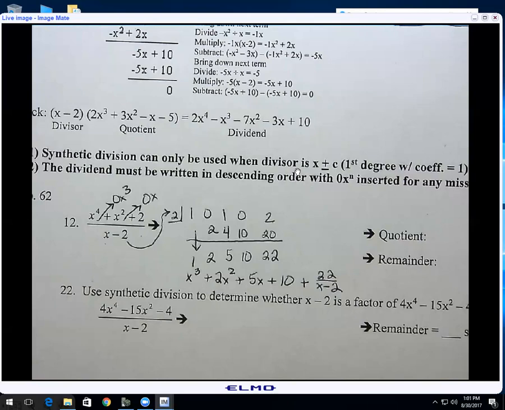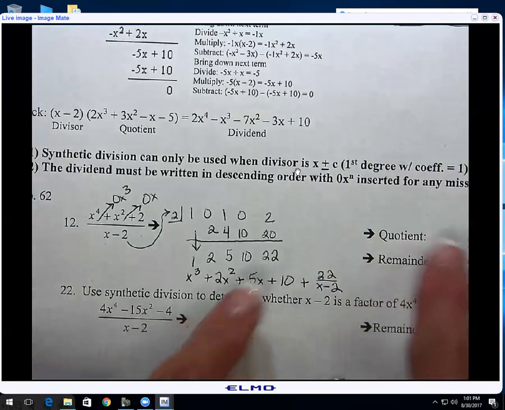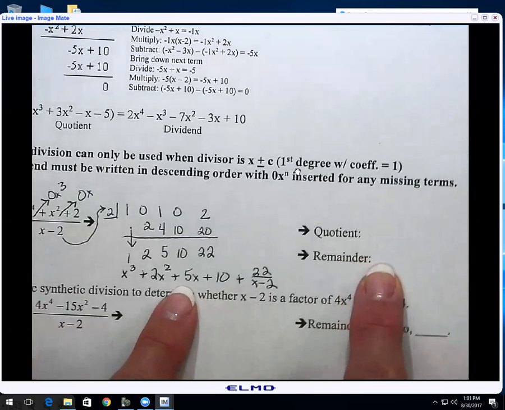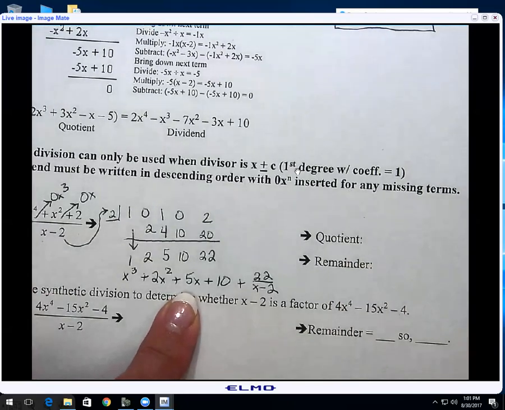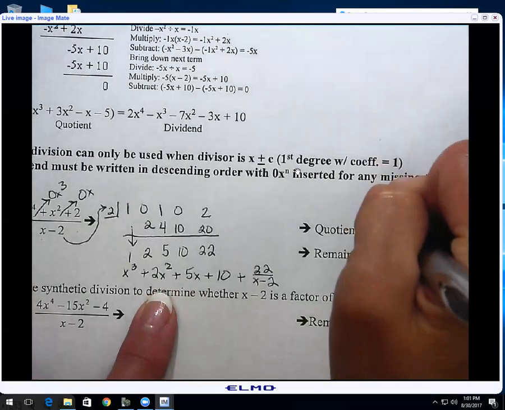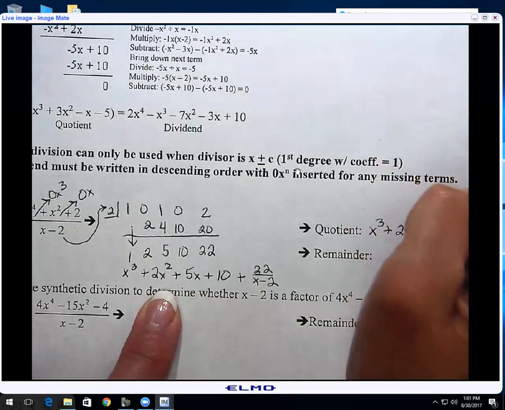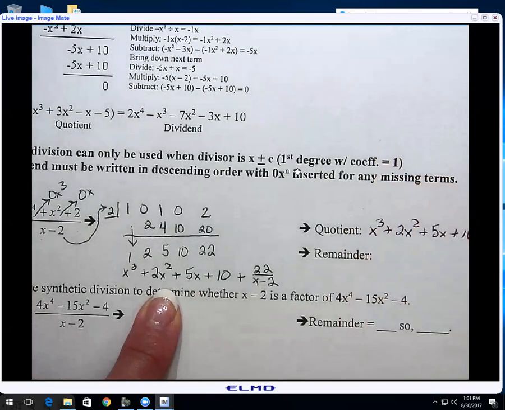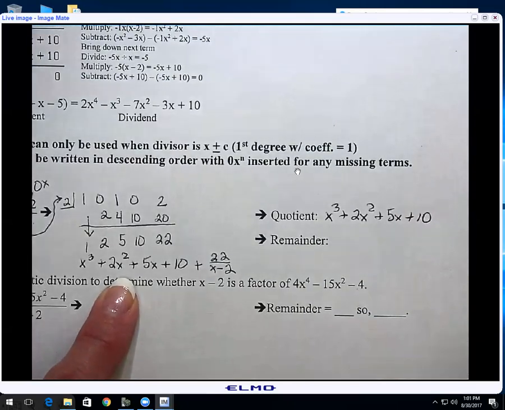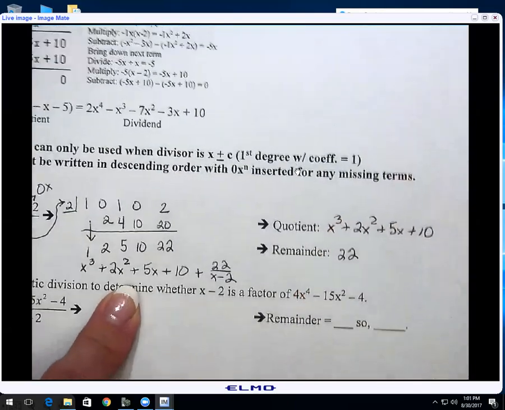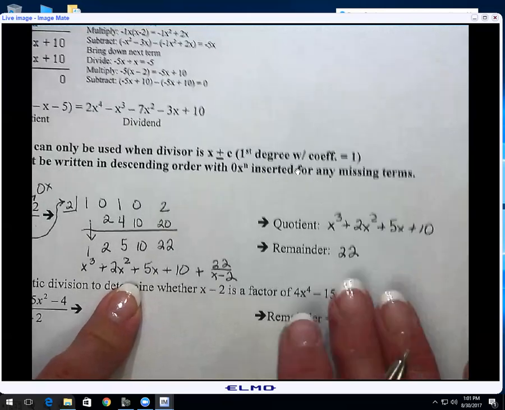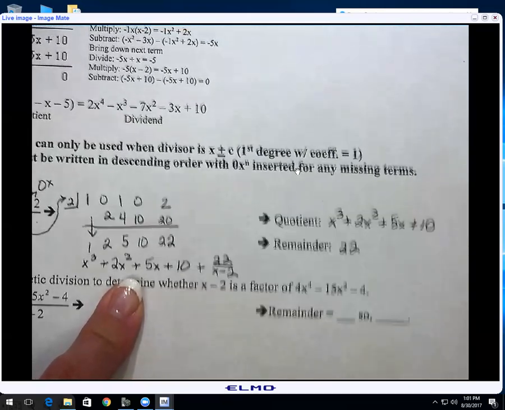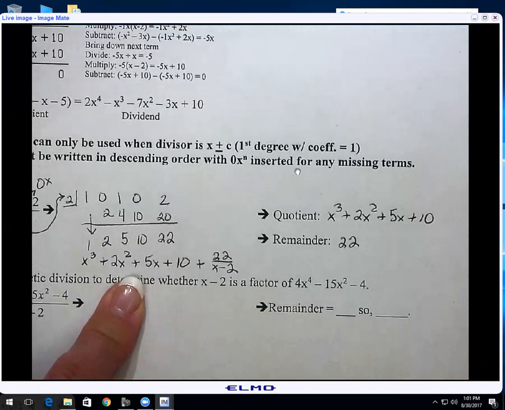The quotient is the whole number part of your answer. I wrote this out to the side because in the homework, my math lab gives you 2 boxes. It says put the quotient in this box and put the remainder in this box. So for the quotient, you would enter x cubed plus 2x squared plus 5x plus 10. And for the remainder, you would just enter the 22. Not 22 over x minus 2, but if I just say what is the remainder, the answer is 22. Any questions?